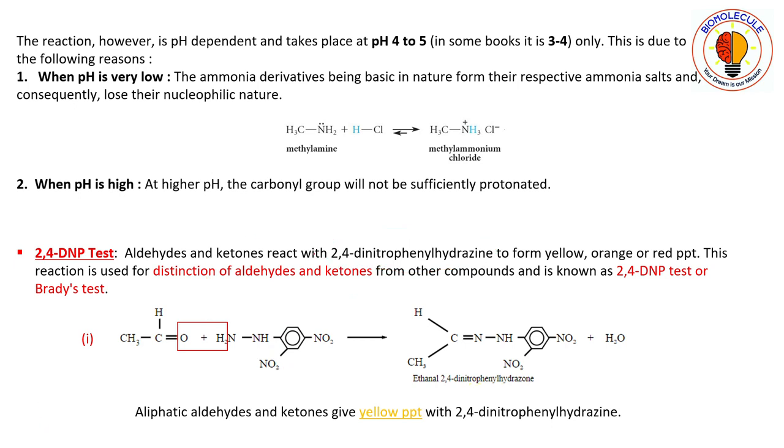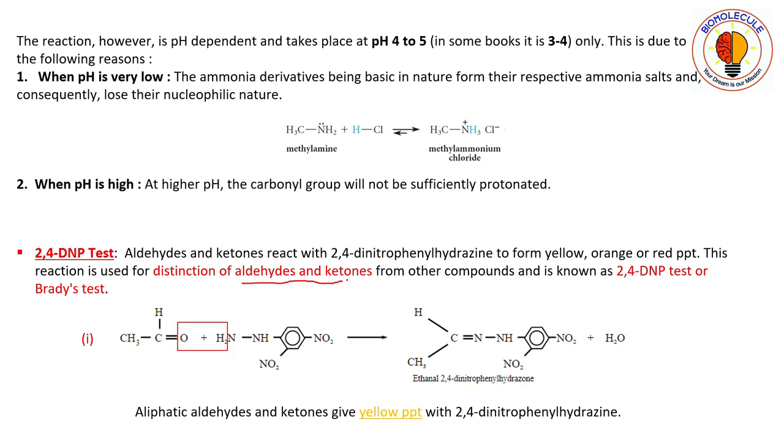So aldehydes and ketones react with 2,4-dinitrophenylhydrazine to form a yellow, orange or red precipitate. This reaction is used for distinction of aldehydes and ketones. So among the carbonyl compounds, you will get to know what is your actual aldehyde or ketone.